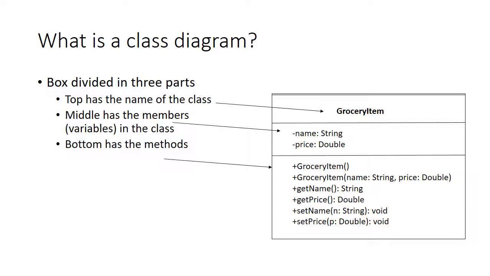The class diagram is simply a box. It's sometimes considered to be a layer cake design, where the top layer of the cake is the title of the class, the name of the class, the middle layer is the members or variables of the class, and the bottom has the methods. It's a very simple diagram.